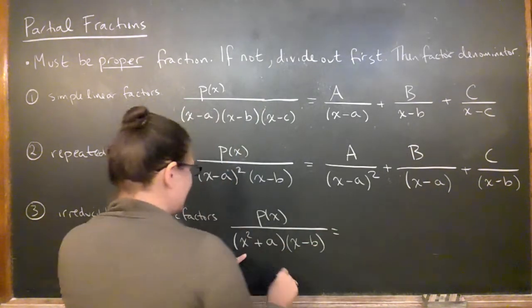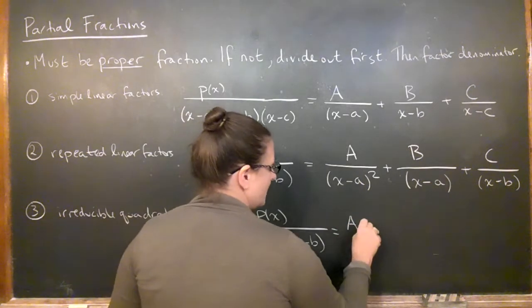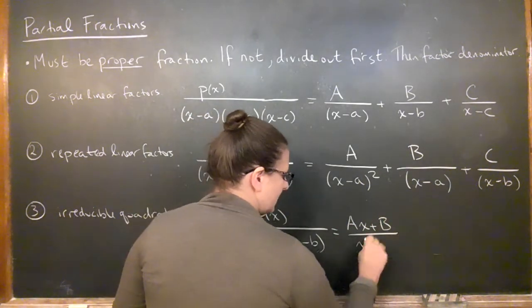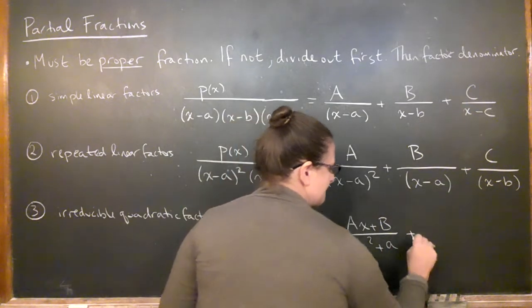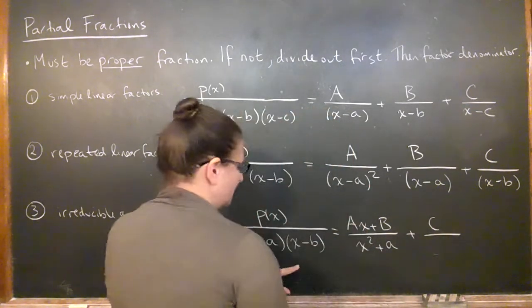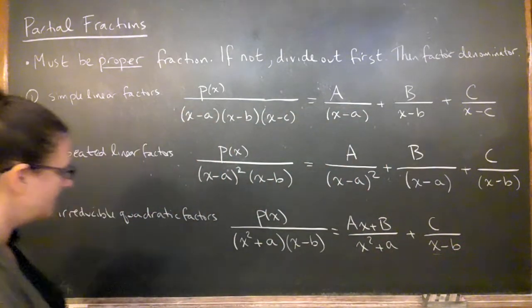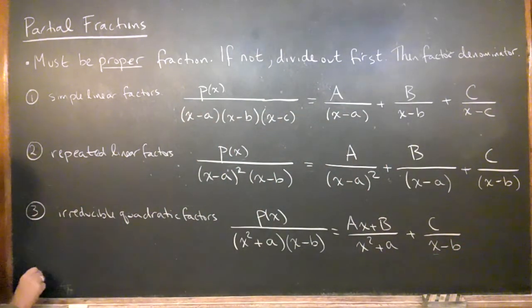So for the x squared in the bottom, remember you have to have something like ax plus b, if I've got x squared plus a there. And the linear factor just gets a constant. Now I'm out of space, but I'll try to shove it in the bottom.